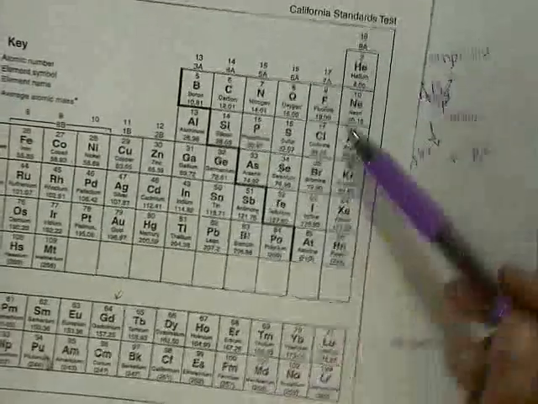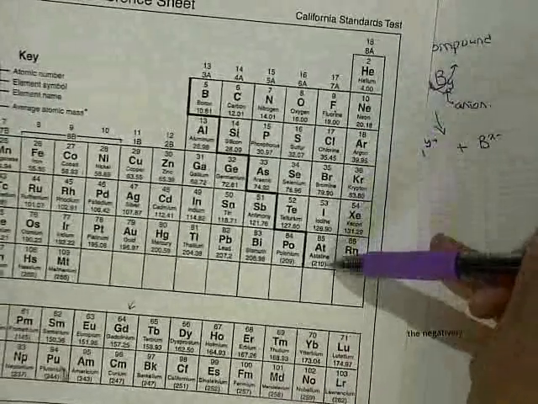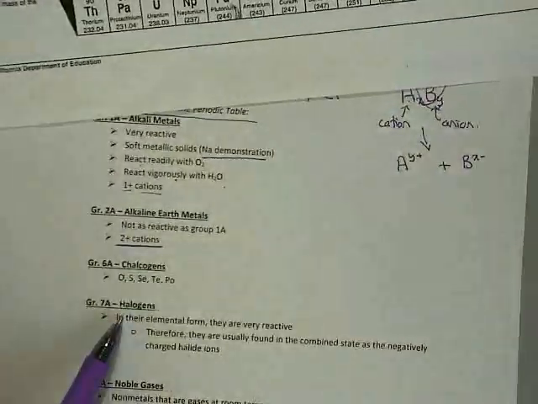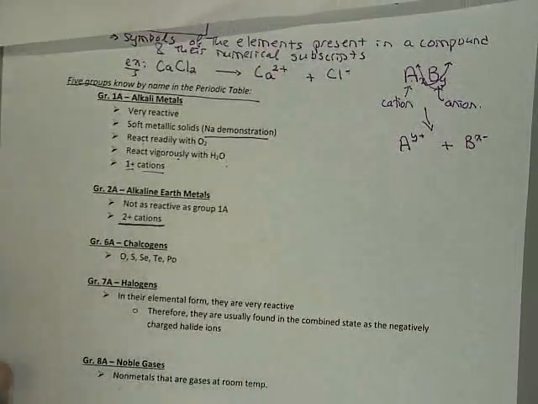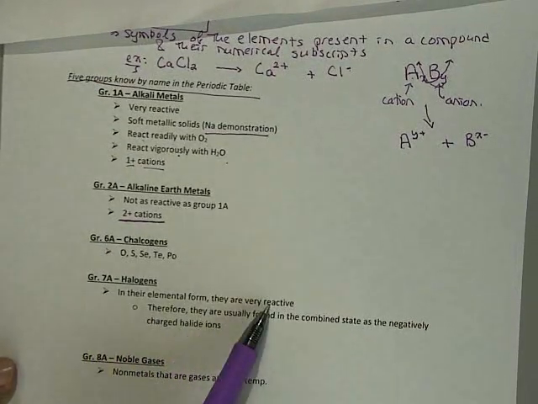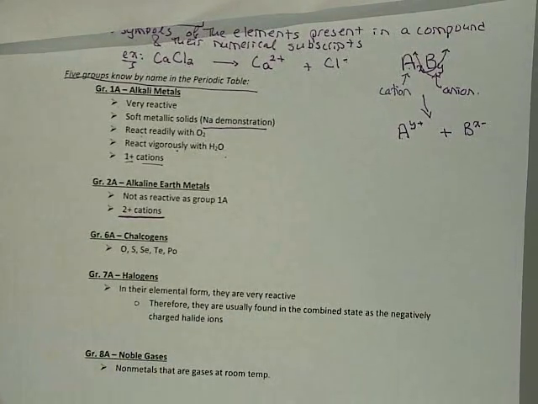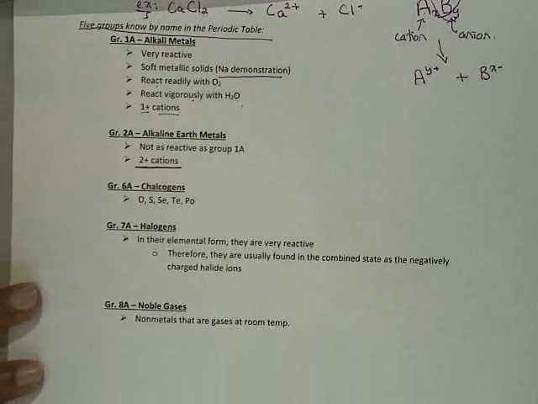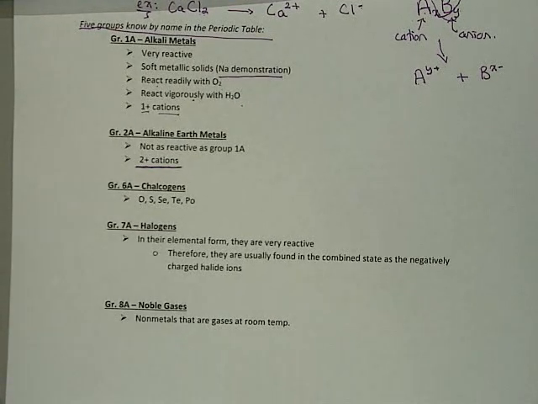Group 7A is the next group that you should know, so it's this group here. This group is known as halogens, and halogens in their elemental form are very, very reactive. So they're usually found in a combined state as negatively charged halide ions. We'll talk more about halogens, and you do have one part in this experiment that does deal with halogens.